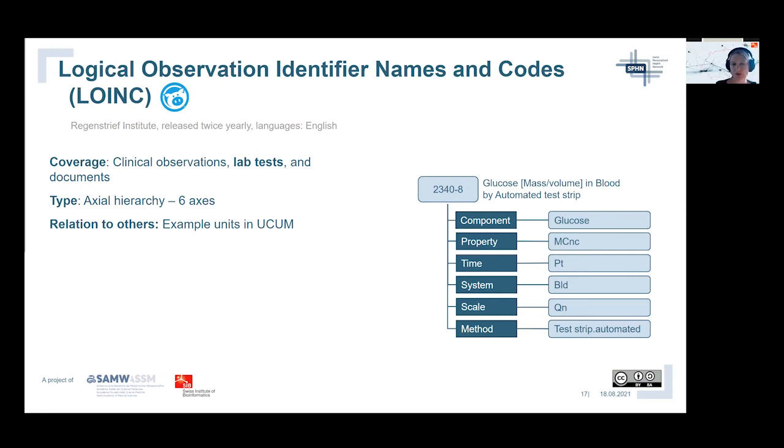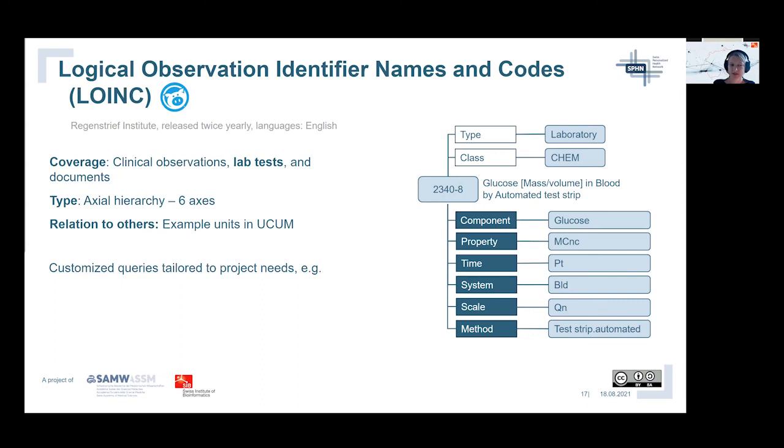Now, LOINC codes belong to a class or a type, for example. Here, this LOINC belongs to the class of chemistry and is of type laboratory. As I mentioned, there are not only codes for laboratory, but also for clinical observations like blood pressure, for example, or others.